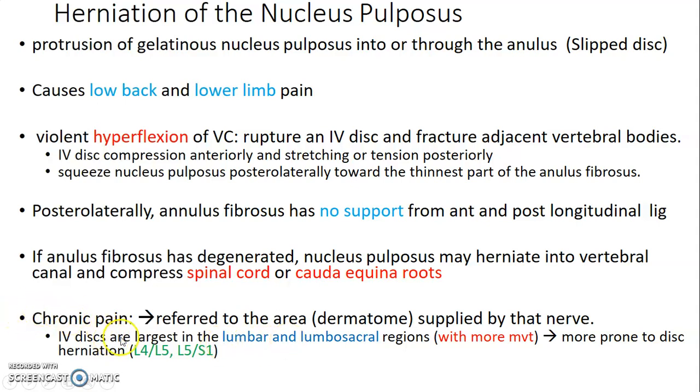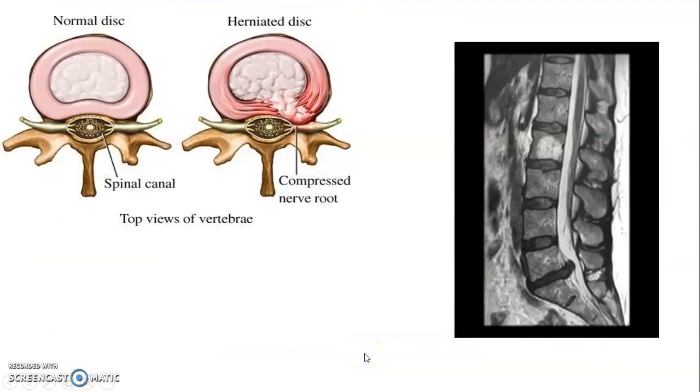So IV discs are largest in the lumbar and lumbosacral region. Remember also this lumbosacral region is where there's more movement. Lumbar has more movement and sacrum has no movement. So this junction is where there's that transition. So it's more prone to disc herniation. So L4, L5 and L5-S1 are more prone to disc herniation.